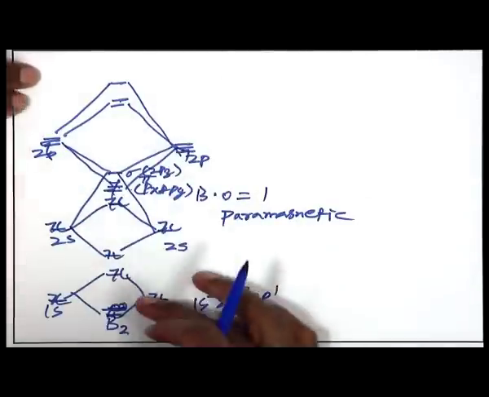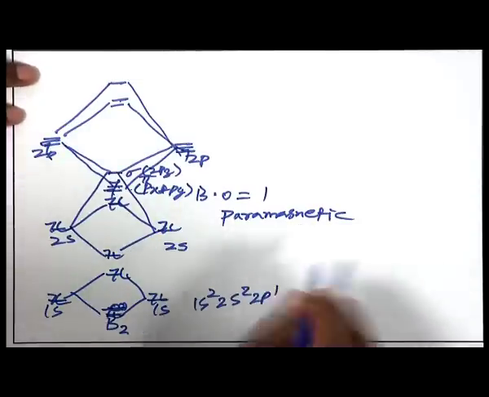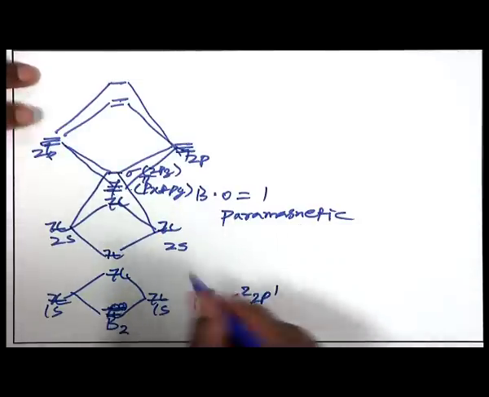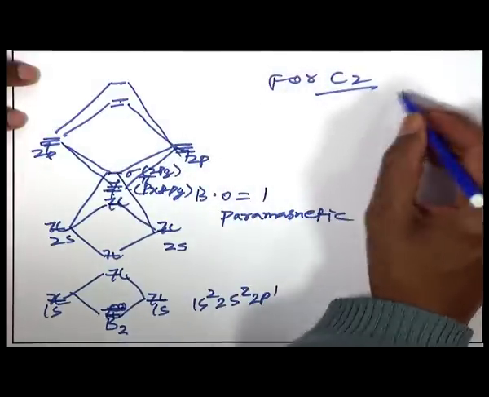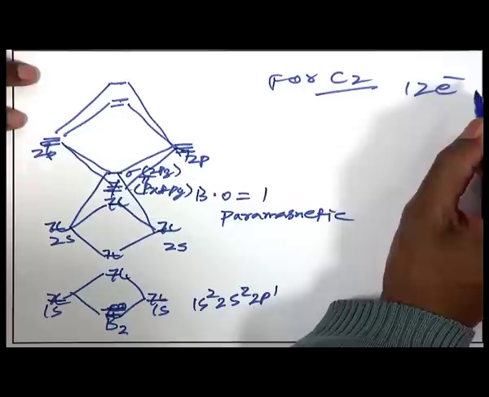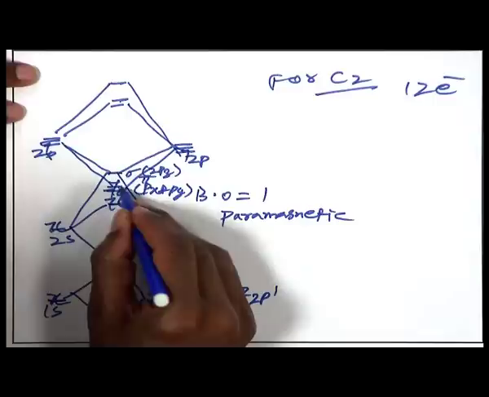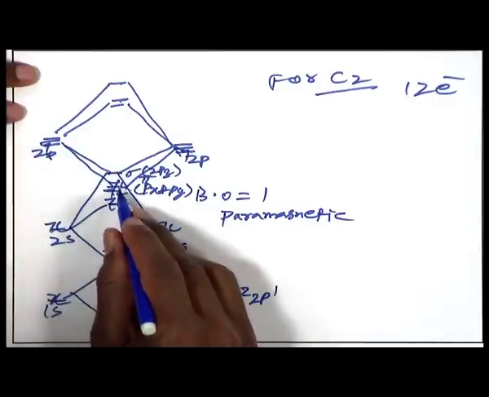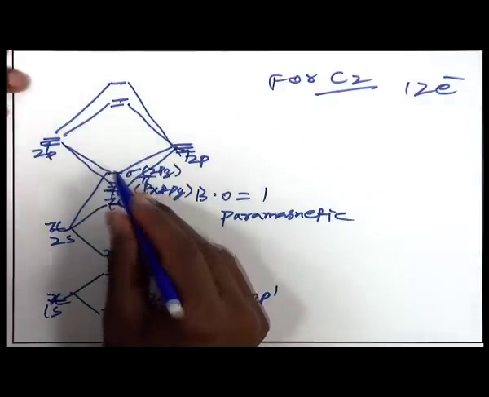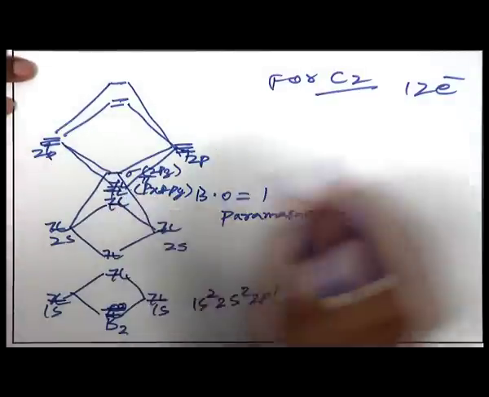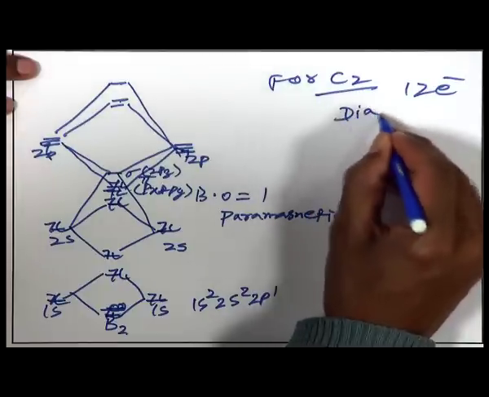Now this diagram explains the experimentally observed property of B2, that it is paramagnetic. In the same way, you can fill up the diagram for C2. Here the number of electrons is 12. Already we filled up 10 in this diagram, so 2 more will go here. When you fill up these 2, because this is higher in energy, it now explains that C2 is diamagnetic.